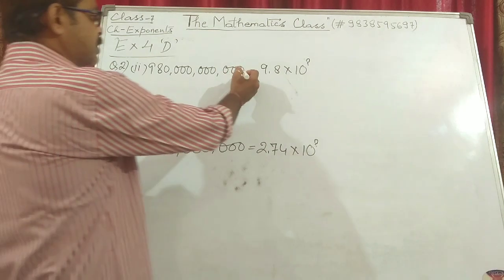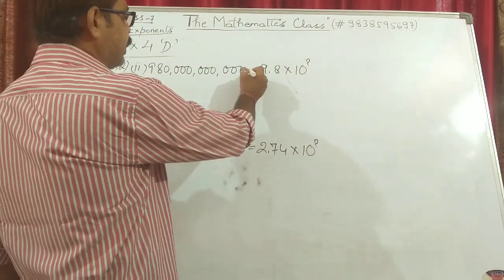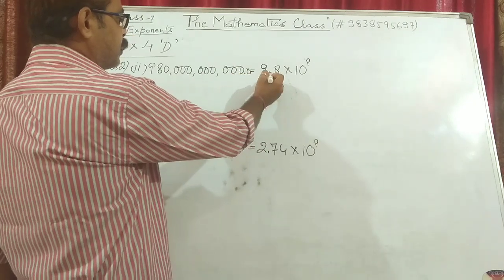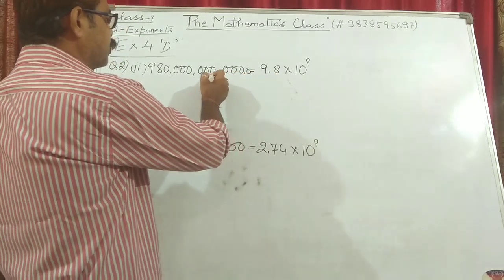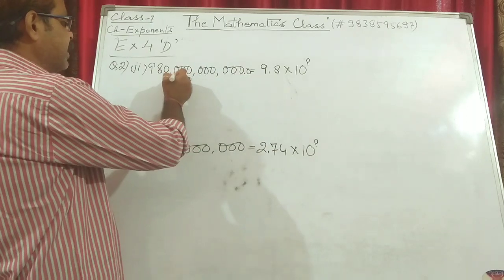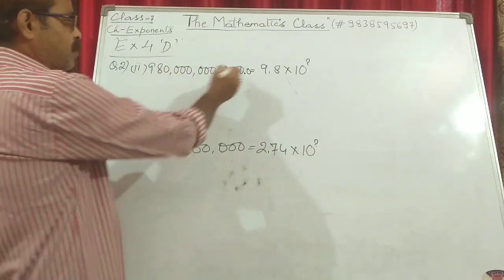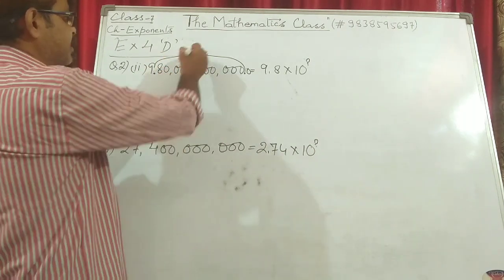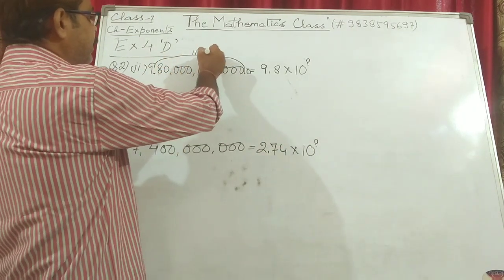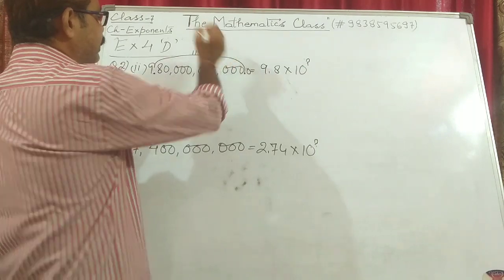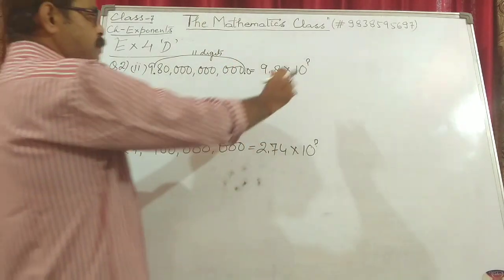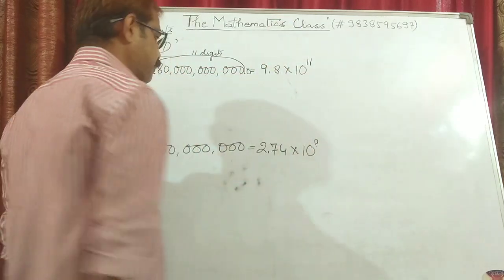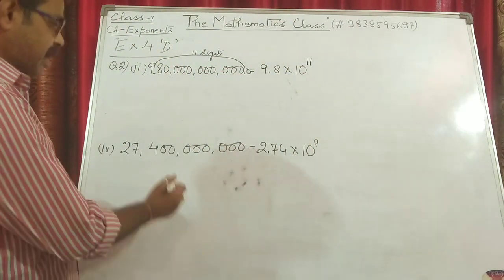So you can see this can be written as 0.0 also. Now how many places is this decimal shifting? 1, 2, 3, 4, 5, 6, 7, 8, 9, 10, 11. Now this decimal is being shifted to this place, and the total is 11 digits. So it can be written as 9.8 into 10 to the power 11. Now let's move on to the fourth part.